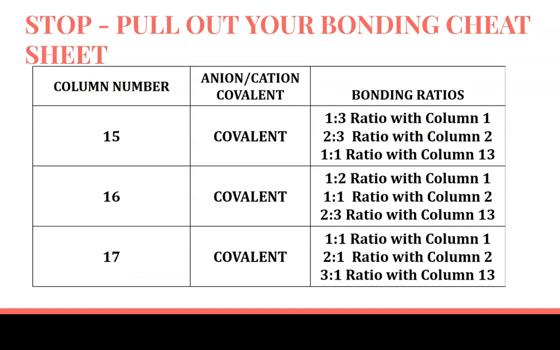Column 15 is going to make a 1:3 ratio with column 1, a 2:3 ratio with column 2, a 1:1 ratio with column 3, and can make 1 sigma pi pi, a sigma pi and a sigma, or 3 sigmas. Column 16 bonds in a 1:2 ratio with column 1, a 1:1 ratio with column 2, a 2:3 ratio with column 13, and can make 1 sigma pi, or 2 sigmas. And column 17 can bond in a 1:1 ratio with column 1, a 2:1 ratio with column 2, a 3-to-1 ratio with column 13 and can make 1 sigma bond.